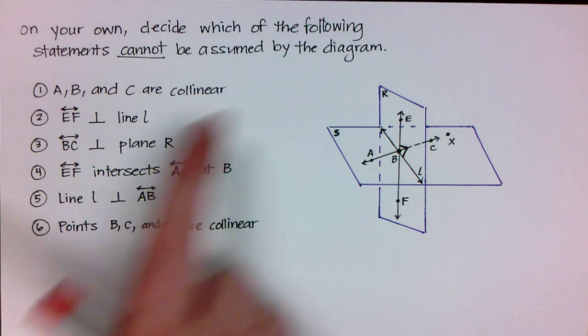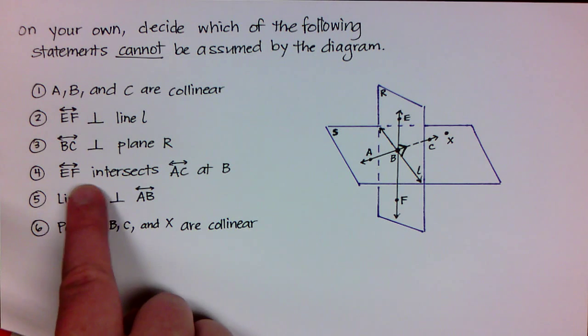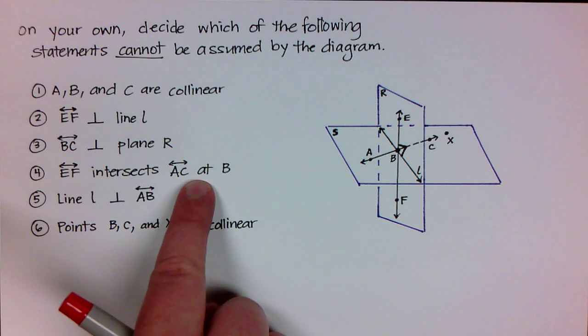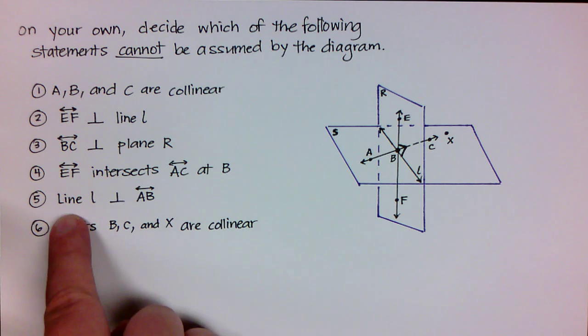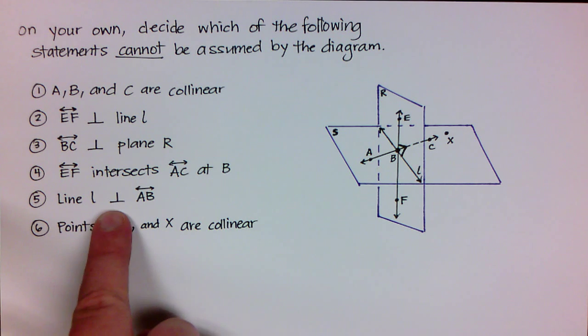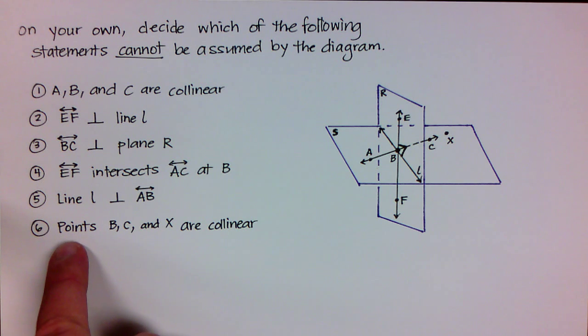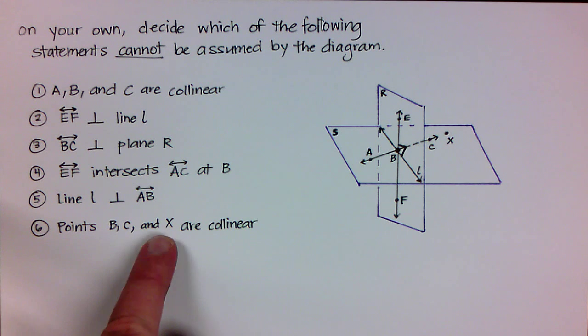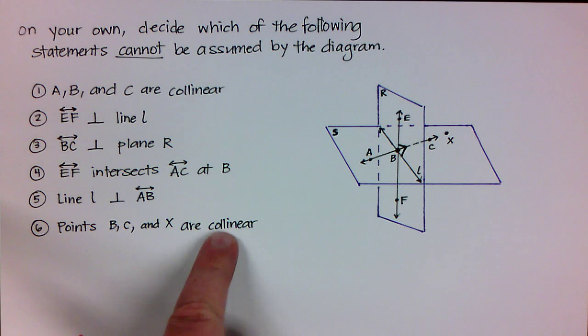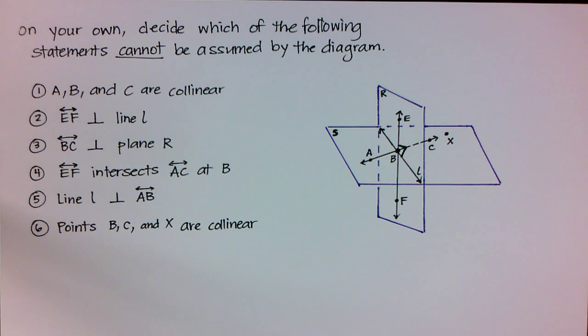See the little R. Fourth one says that EF intersects AC at the point B. Fifth one says that line L is perpendicular to line AB. And the sixth one says that points B, C, and X are collinear. So tell me which ones cannot be assumed by this diagram, and we'll discuss it in class.